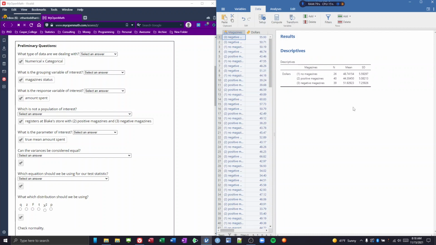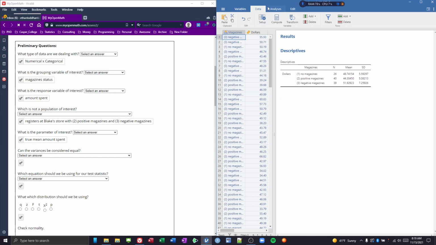In these descriptives, we are given our sample size of each of the groups. They're pretty close to one another, maybe a little small here. We have the means: 48 for no magazines, 44 for positive, and 50 for negative magazines. We have our standard deviations, and what we need to check, to see if we have close enough variances for homogeneity of variances, or equal variances, is a quick check to see if our standard deviations are within 2 times of 1 another.